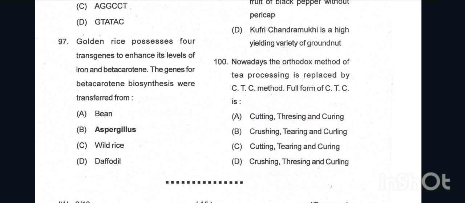So herewith I have completed all the 100 question of your 2021 Odisha SSB Botany Lectureship examination question paper.